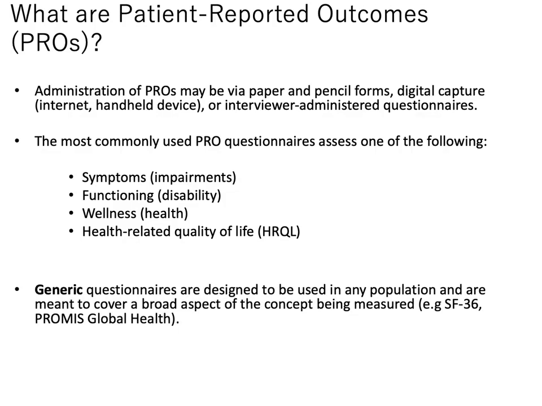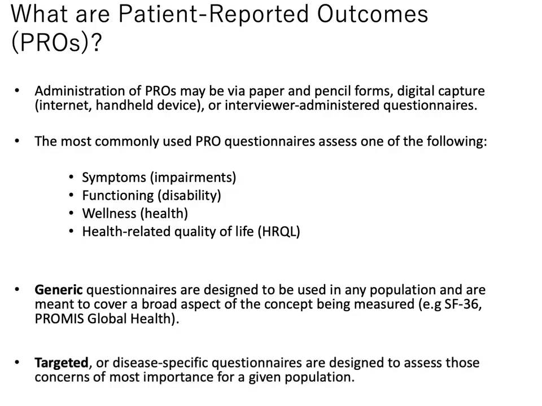Measures can commonly be grouped into either generic or targeted. A generic measure would be those that are designed to be used by any population, and they're meant to cover a broad aspect of the concept being measured, such as the SF-36 or the PROMIS Global Health. Targeted measures or disease-specific questionnaires are designed to assess those concerns that are most important for a given population.